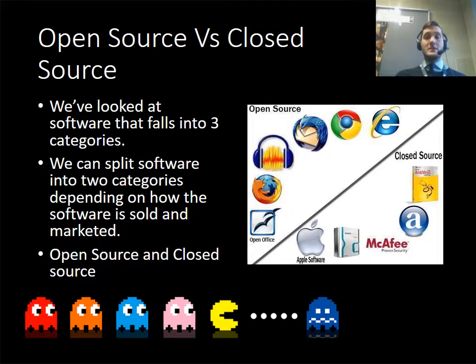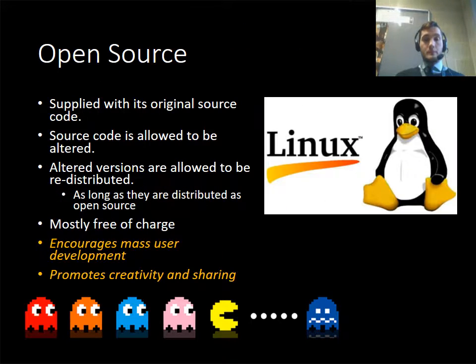Now, what we started discussing is how there is open source software and there is closed source software. They're two very different things, being that one is generally free and the other you usually have to pay for. Open source software is usually supplied with all its original code, and it allows you as a developer to edit it and modify it to suit your needs.